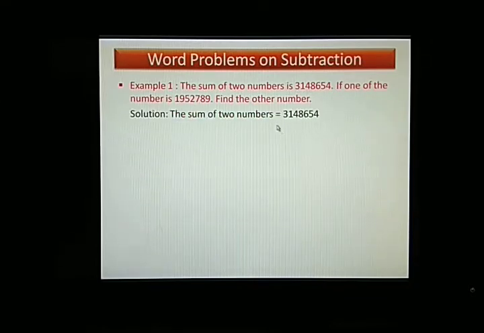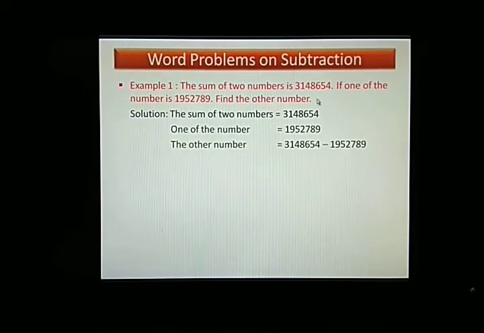Sum is whatever is given to us, we have to write it down first. The sum of two numbers is this. Then one of the numbers is this. Then to find the other number, what to do? As I have said, we have to subtract this number from this number because this is the biggest number. So bigger number minus the smaller number.